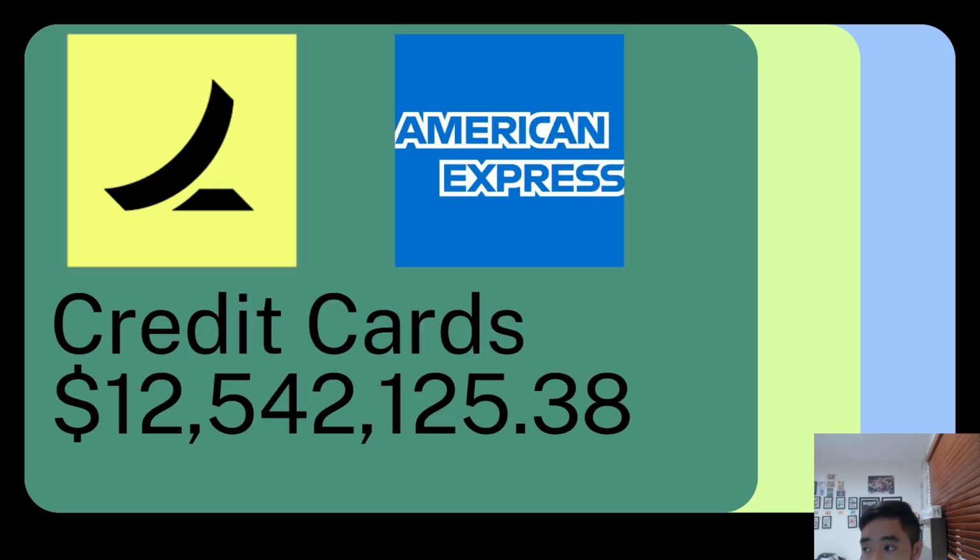I was looking for anything else, and I thought this was interesting. Credit cards, they only use two processors. They use Ramp, which is mainly for business, and American Express. So no MasterCard, no Visa.